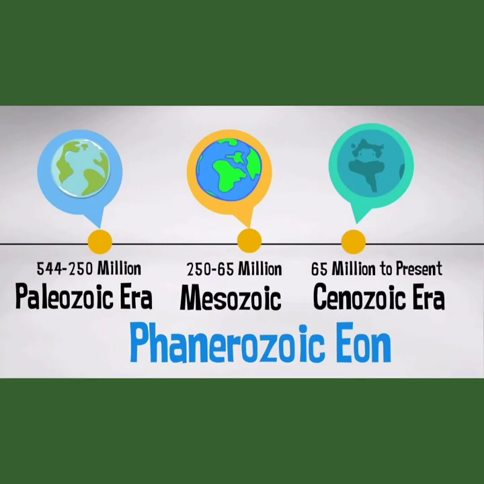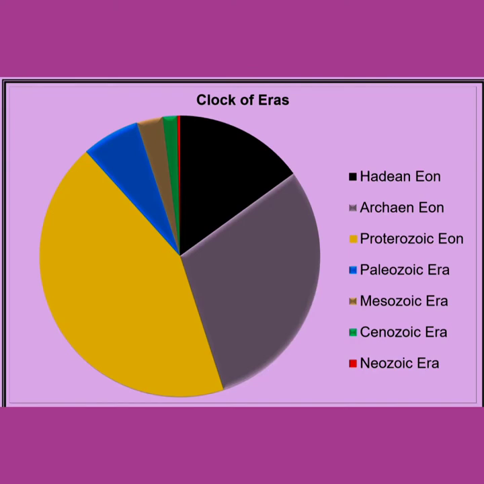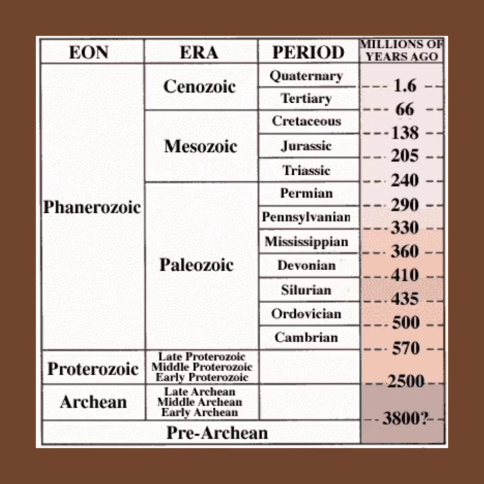The Phanerozoic eon is divided into 3 major spans of time or eras based on the characteristic assemblages of life forms. The 3 eras are Paleozoic era, Mesozoic era, and Cenozoic era. Just as eons are subdivided into eras, eras are subdivided into units of time called periods. The Paleozoic era is divided into 6 periods. Let's see them from oldest to youngest.